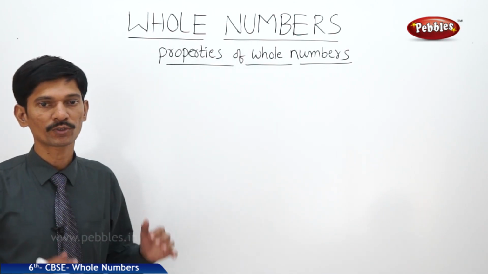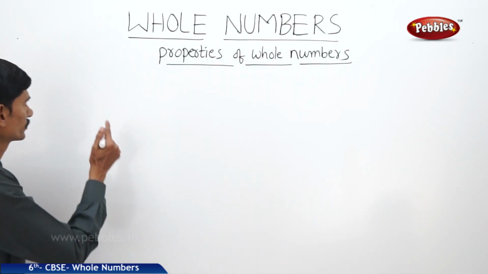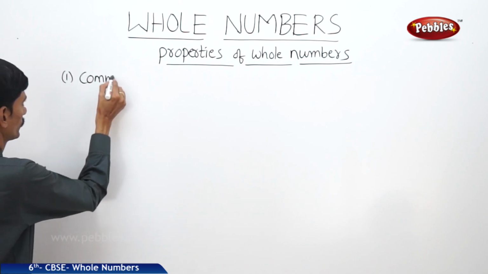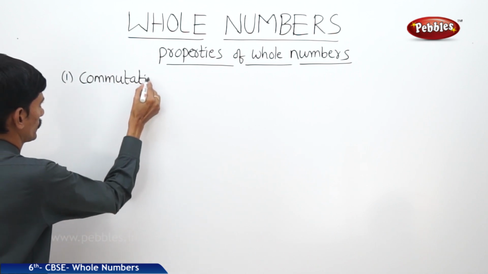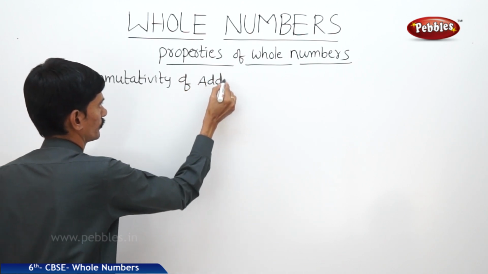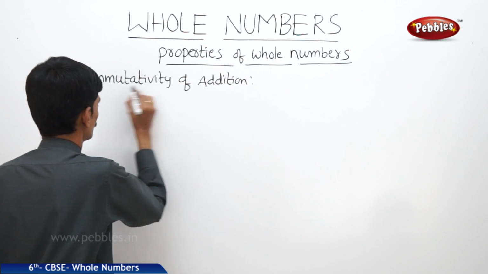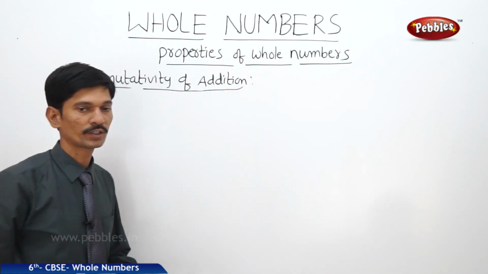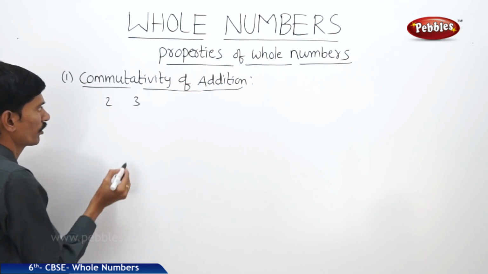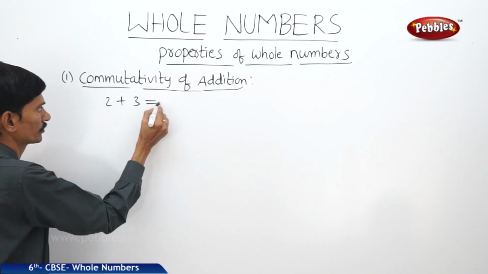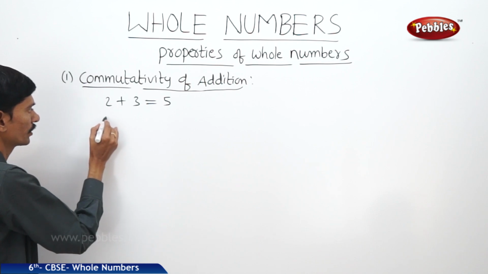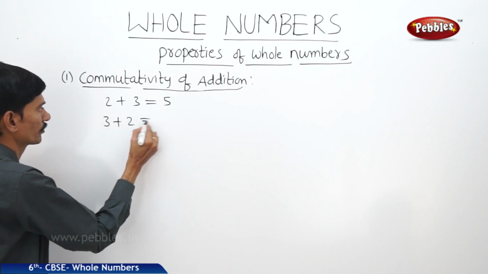Now let us learn the next property of whole numbers. So that is commutativity of addition. For example, if you take any two whole numbers 2 and 3, then what is the sum of 2 and 3? 2 plus 3 equals 5. And if you take the same whole numbers in a different order, 3 plus 2 equals 5.